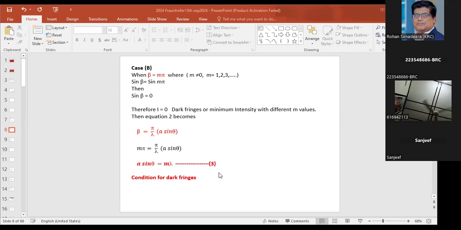Something has happened, right? Anyway, we'll see. Now can you understand this one I have talked about, the condition for the dark fringes? We must use this condition. At least you should know this condition to do the calculations, the mathematical questions.